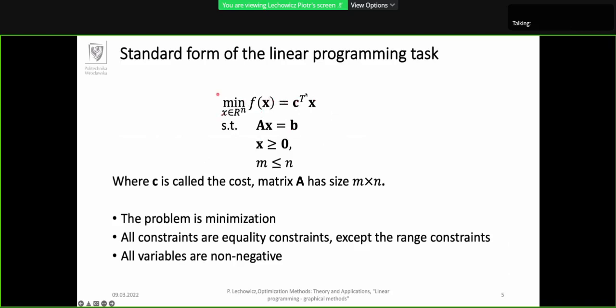This is expressed as a vector equation. So we have cost, which is a vector of cost assigned to each of the variables. X is equal to, I will switch to a pencil. Sorry. Not Spotlight.